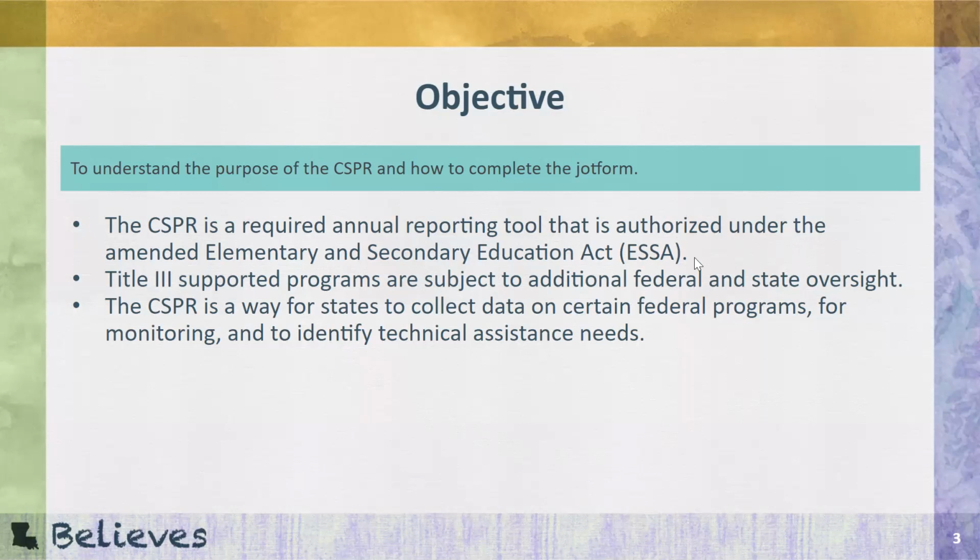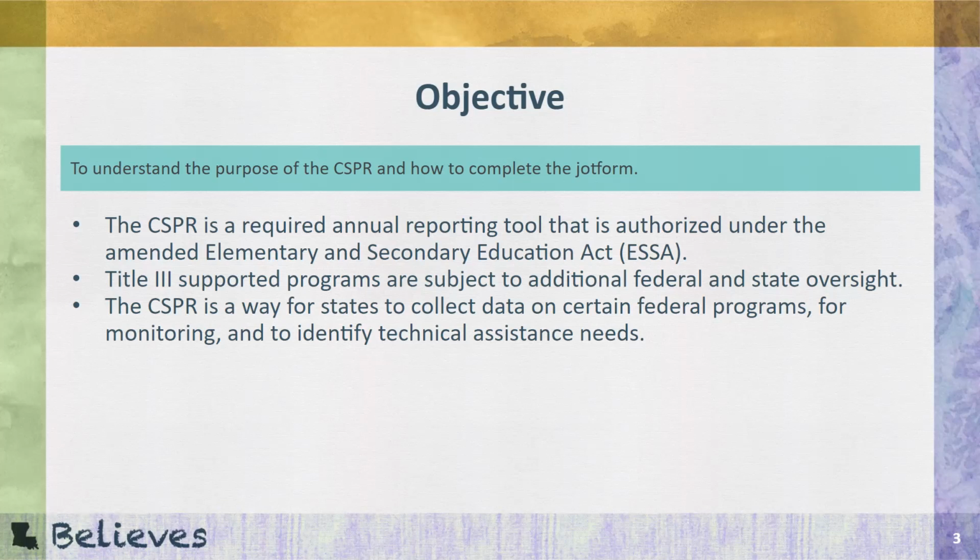The CSPR is required annually, and it's a reporting tool. This is a requirement under ESSA. It is just for Title III. So if you do not receive Title III funds, you do not have to fill out this report. But if you do have to fill it out, since you're receiving those funds, you are subjected to additional federal and state oversight. The CSPR is basically used as a way for us to collect data on certain federal programs.